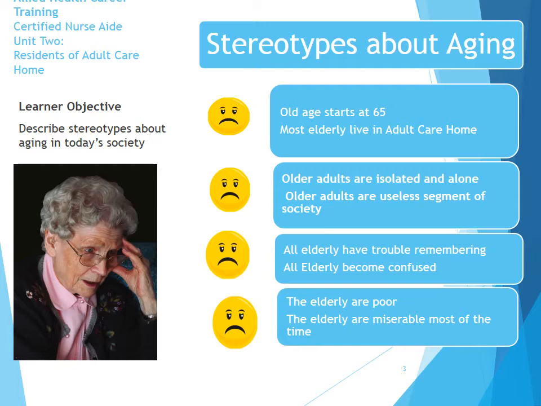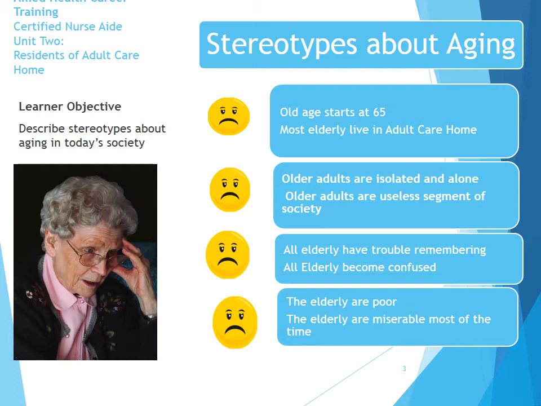So most elderly people live in an adult care home. This is also another stereotype, and we will get to that in our next slide and talk about that. A lot of older adults seem to be isolated and alone. This is also not true. Sometimes a lot of elderly people have lots and lots of friends, and they still get out and they're active in the community and church groups and senior centers and different things like that. A lot of older people will sell their homes and travel. So that's awesome. I want to do that someday.